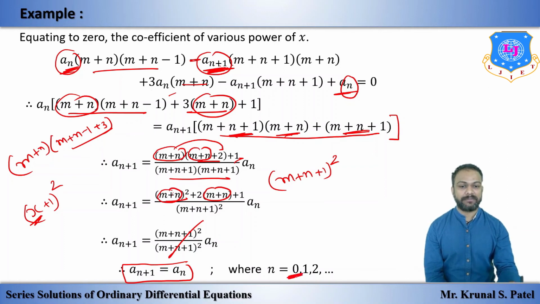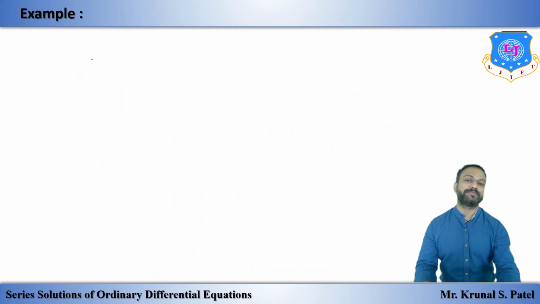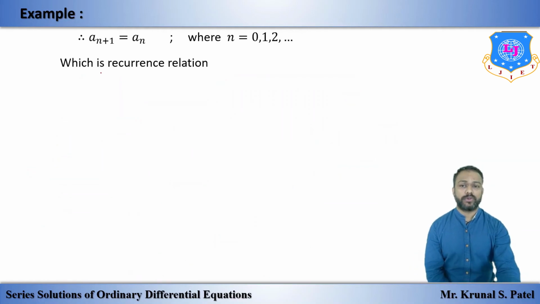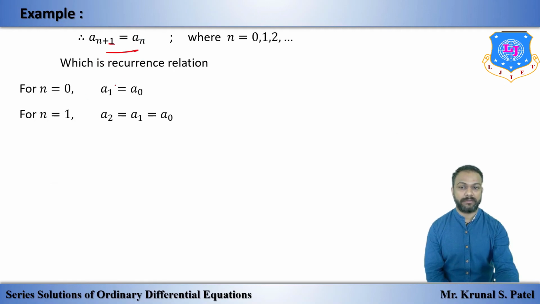And we'll start with n equal to 0 because, as I told you in the collection step, we have a sigma starting from n equal to 0. Now we will put in different values. So this is the recurrence relation. We will put n equal to 0, so we have a1 equal to a0. n equal to 1, so a2 is equal to a1, but a1 is a0, and so on.